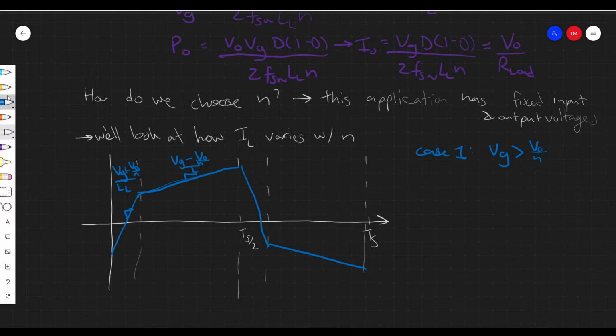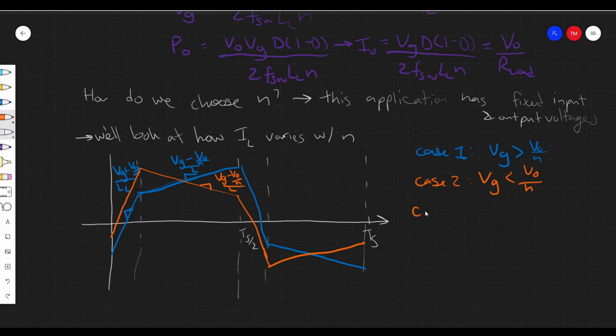However, we could choose another condition, right? For instance, we could choose a situation where maybe Vg is less than Vout over N, and maybe the current would look something like this, right? So again, we still have the slope (Vg minus Vout over N) all over L, but in this case, Vg is less than Vout over N. Right, so we've kind of seen 2 extremes.